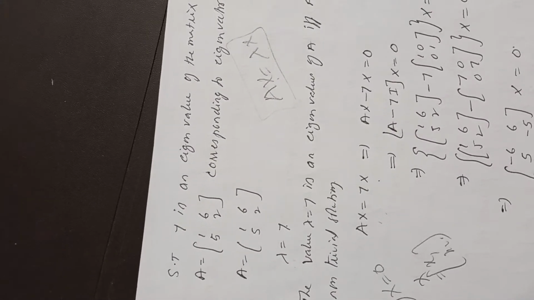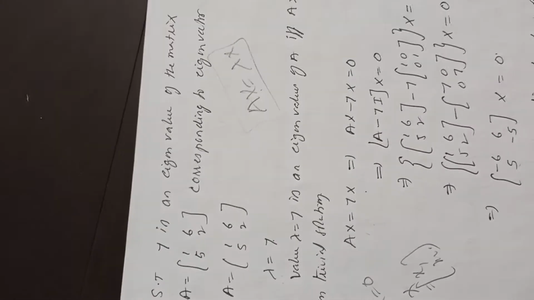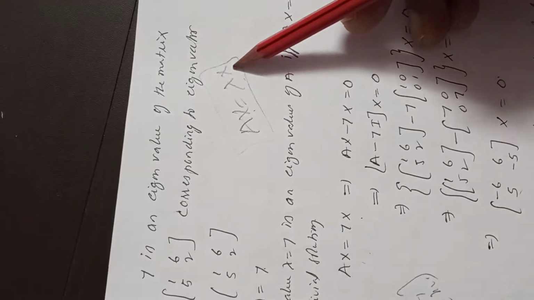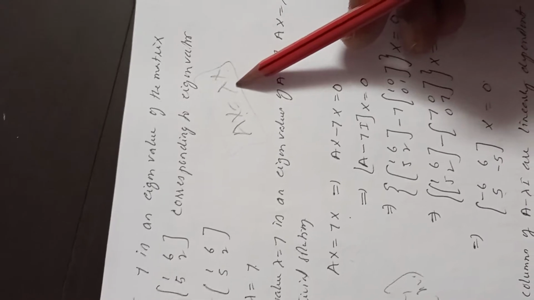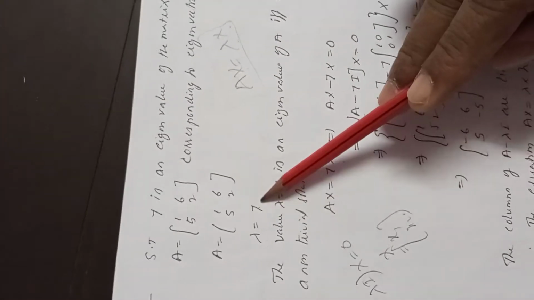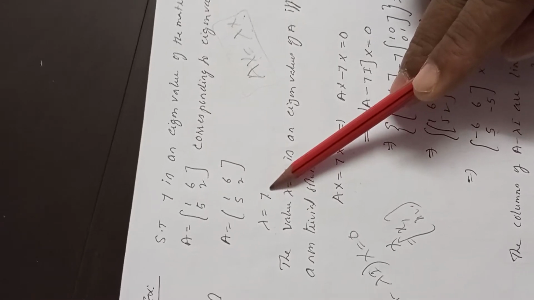Next one. Show that 7 is an eigenvalue of the matrix A corresponding to some eigenvector. When do you say that a value is said to be an eigenvalue? If Ax is equal to lambda x, then that lambda is said to be an eigenvalue, and this x is said to be an eigenvector. Here lambda is given, that means the eigenvalue is given.